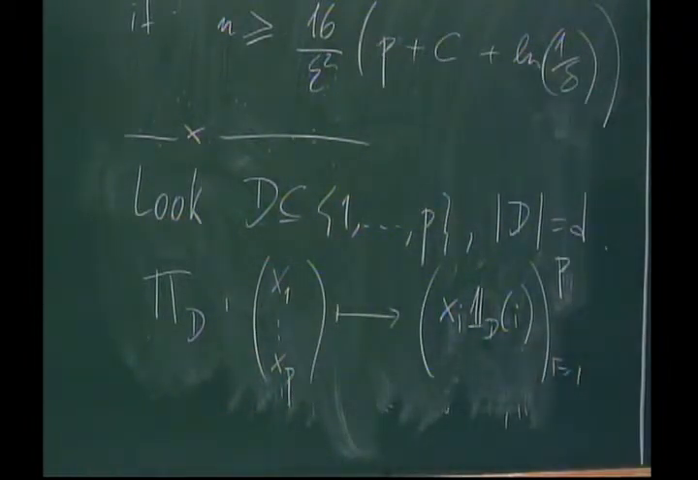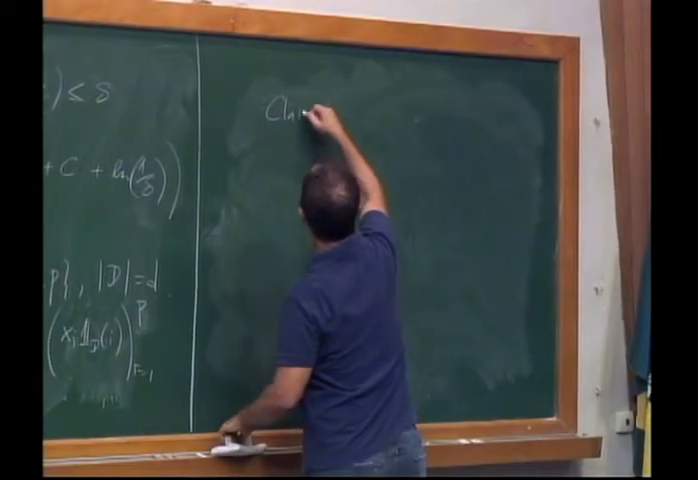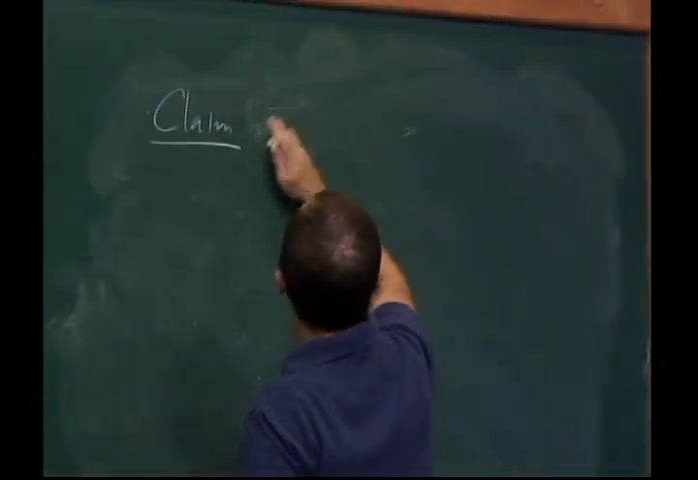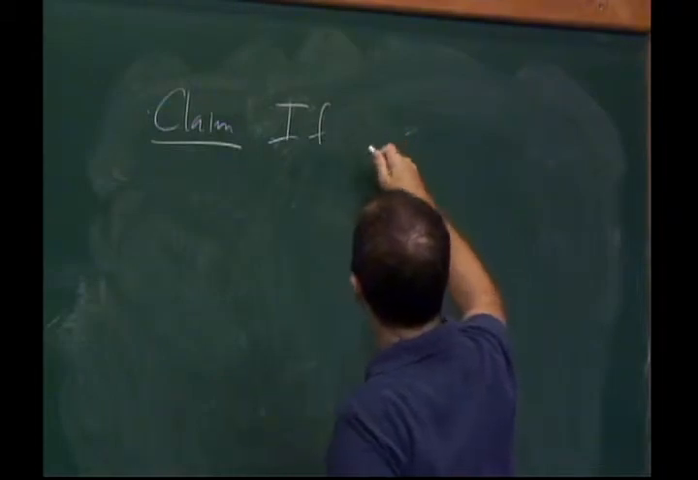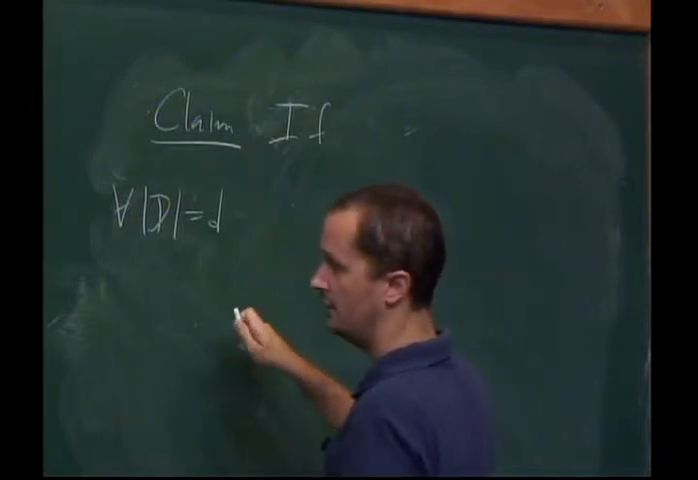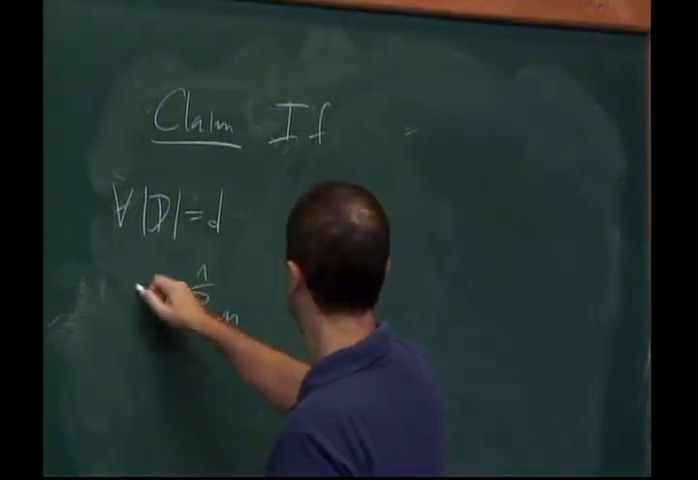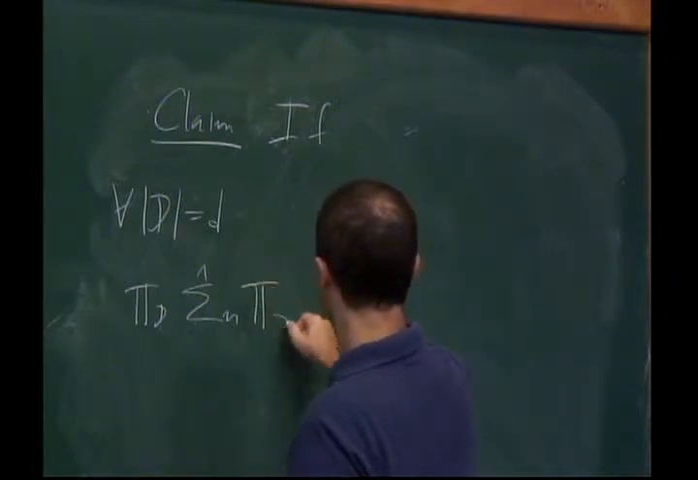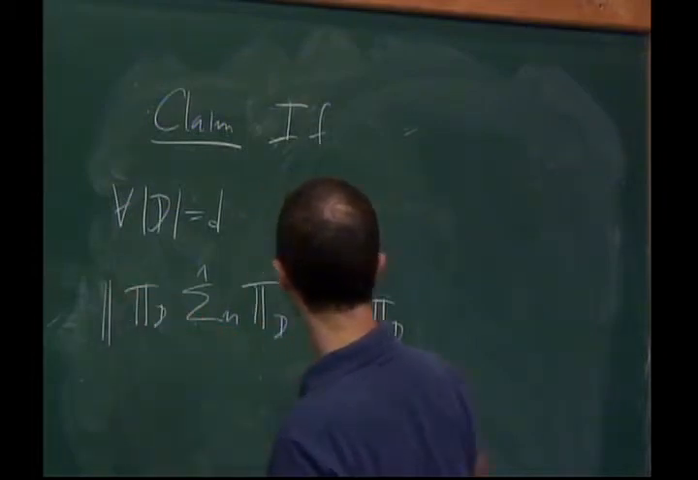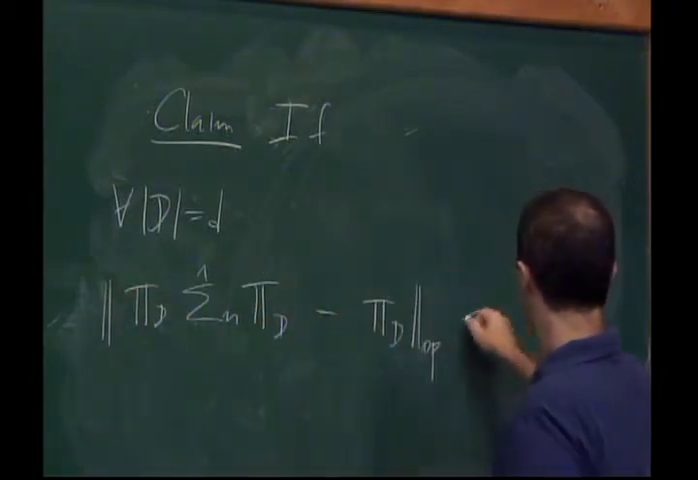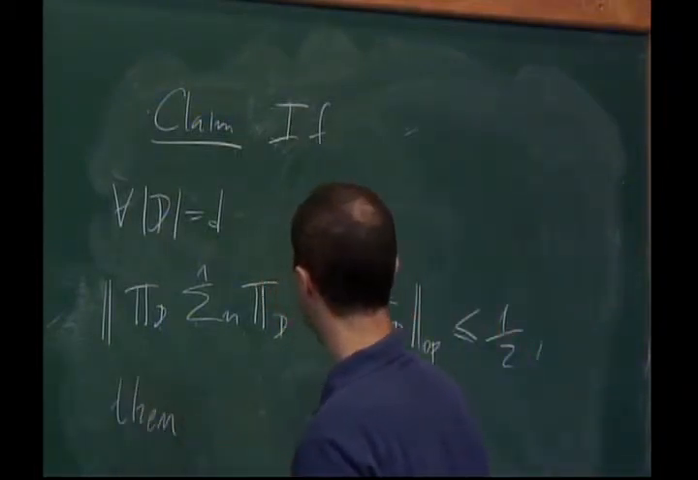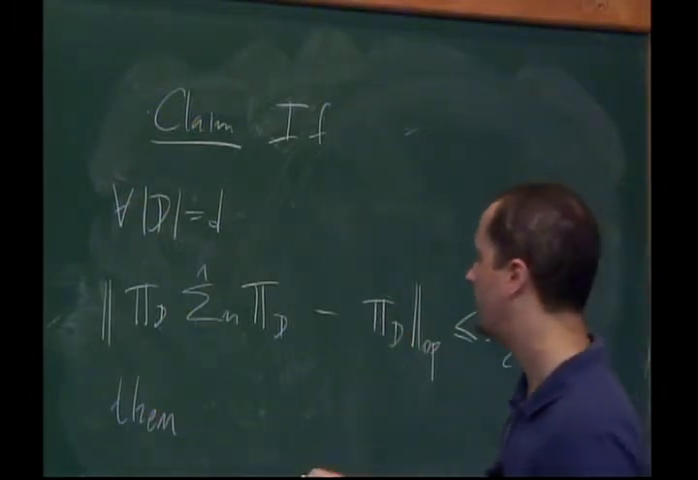Now my claim is the following. Let me write it like this. If you have that for all D of size little d, sigma hat n, you compose with the projection, if this operator norm here is less than 1/2, then properties 2 and 3 over there both follow.